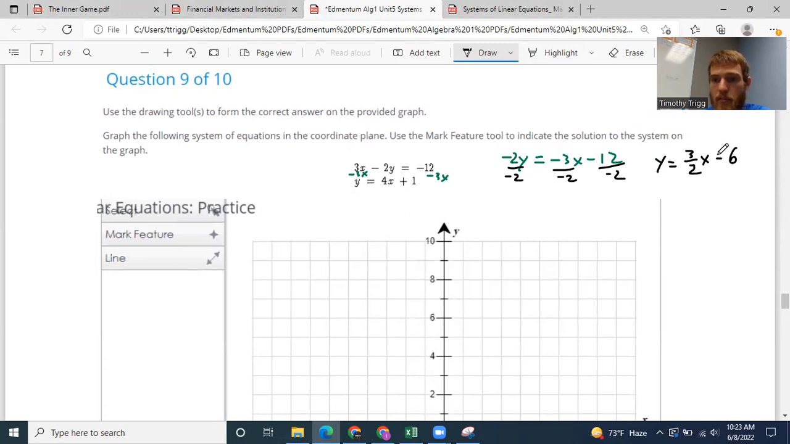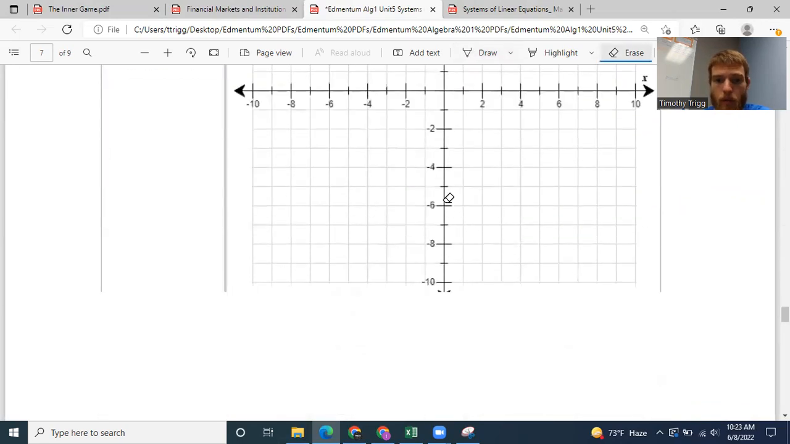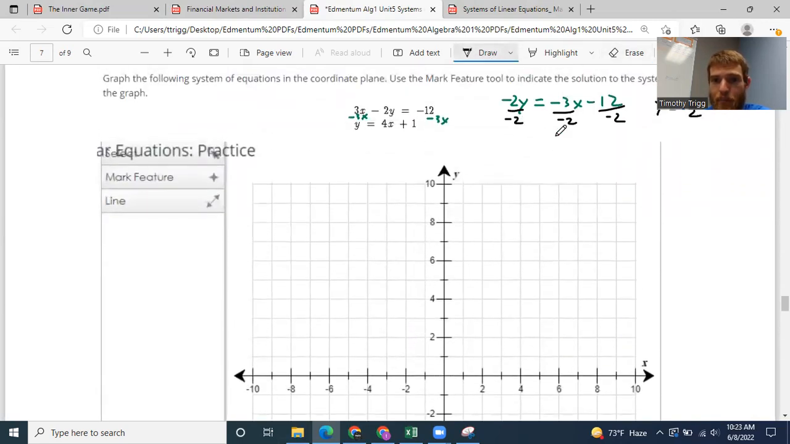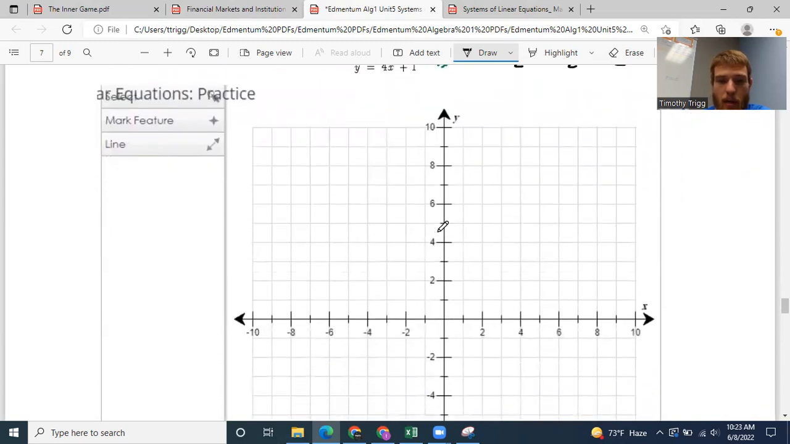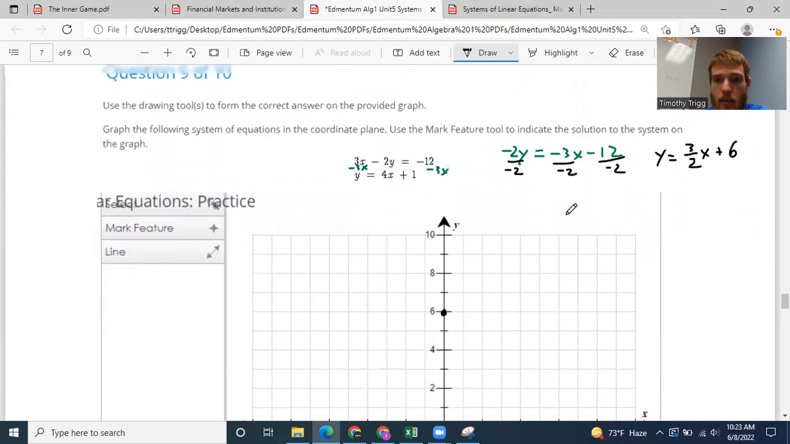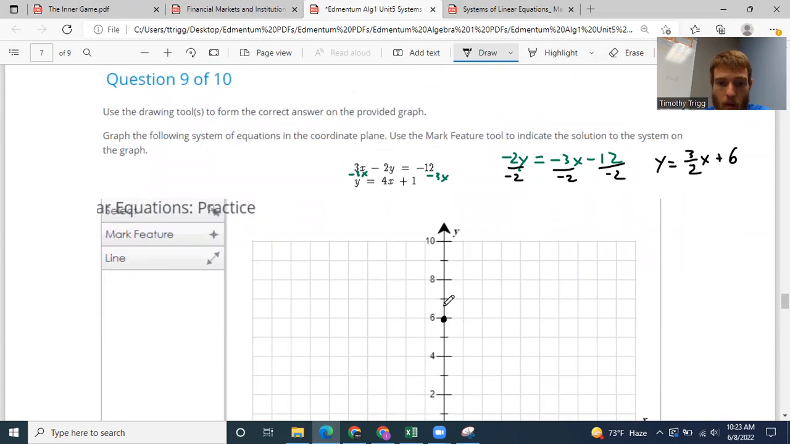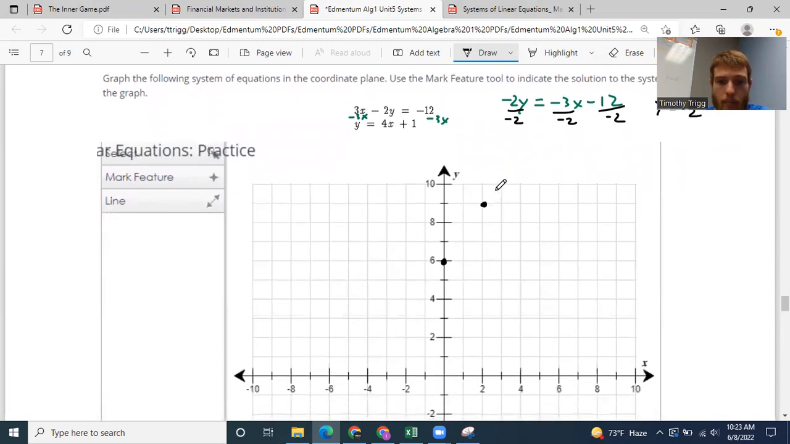Oh, that should have been a positive 6, shouldn't it? Good thing I caught it, because a negative over a negative makes positive. So hopefully some of you guys noticed that as well. Positive 6 for our y-intercept. And then from there, we're going to go up 3 over 2. Up 1, 2, 3 over 2. So our line, you can just click here and then drag to this point, and it should create the line for you. Something like that.